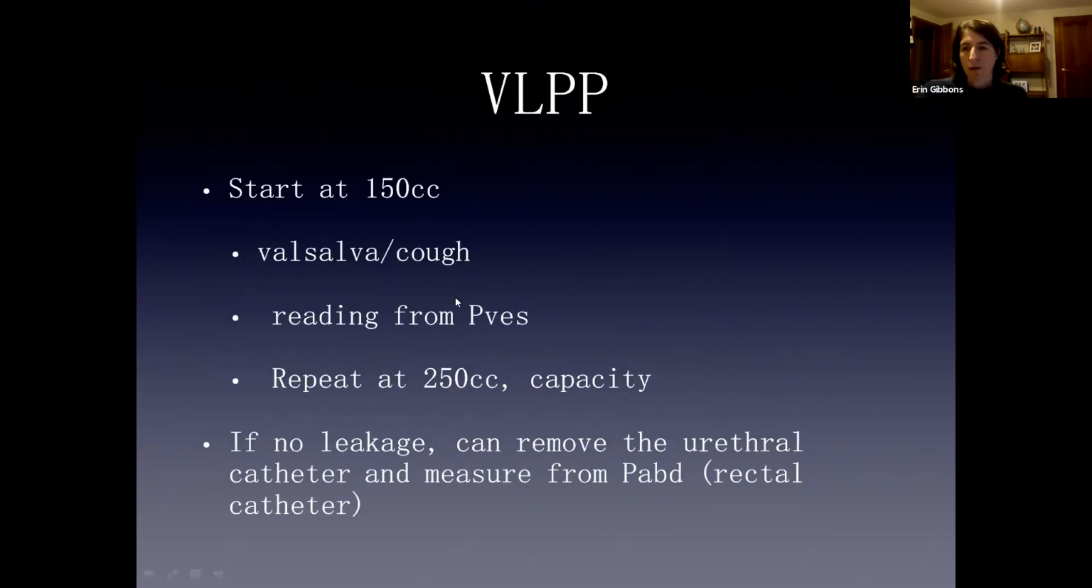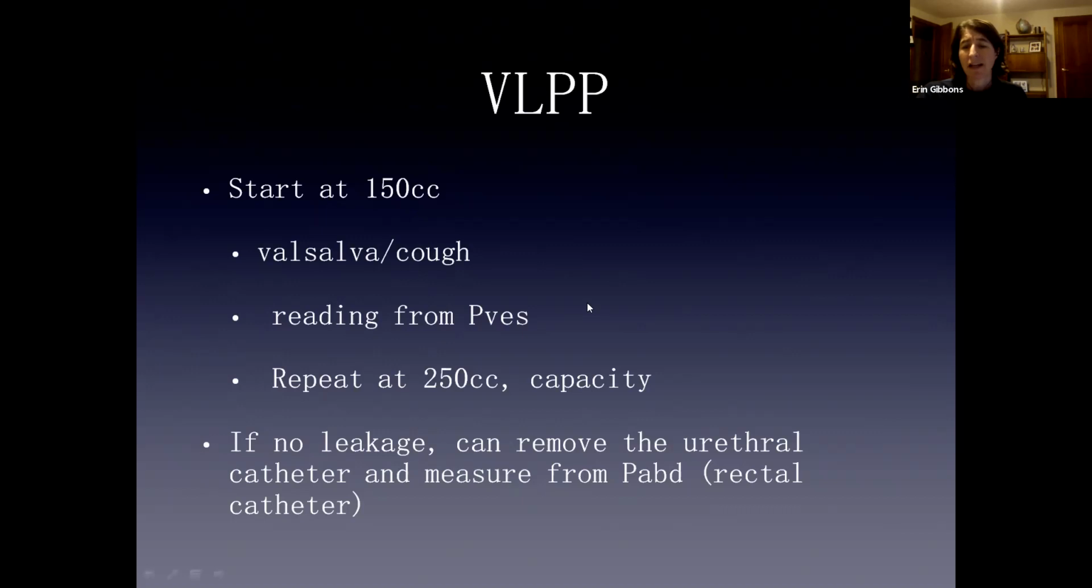So how I do my challenge for Valsalva leak point pressure for stress incontinence is usually you wait until the person has at least 150 cc's in them. I do both a cough, and I'll show you on a couple of slides, it's kind of hard to see on the cough, and then you ask them to do a Valsalva, usually over about 3 seconds, and you can usually see the actual pressure that you're trying to read better on the Valsalva. We then usually repeat it in my practice at 250 cc's, and then usually at capacity as well.